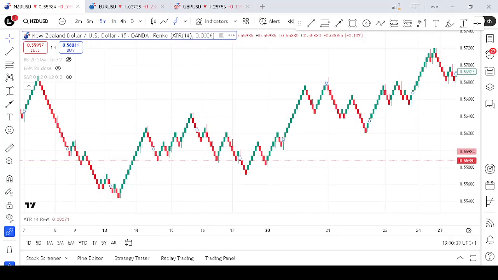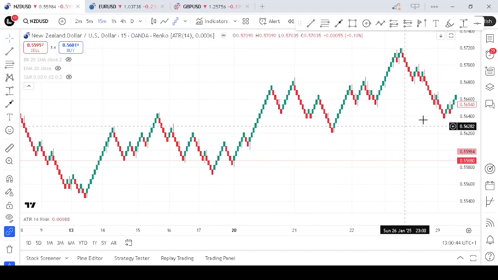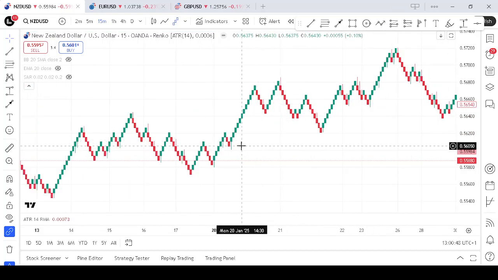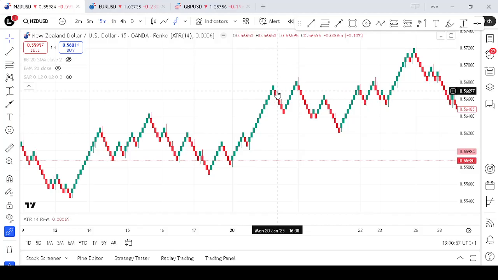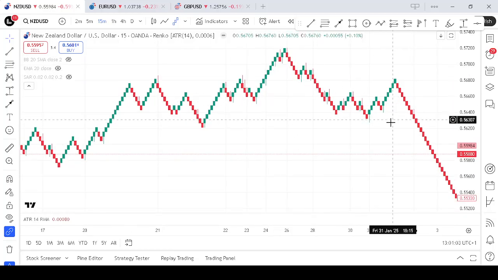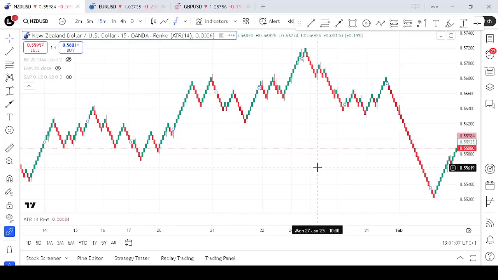Now these bricks are always placed at a 45-degree angle. The green bricks signify upward movement or an uptrend, while the red bricks signify downward movement or bearish movement, as the case may be.